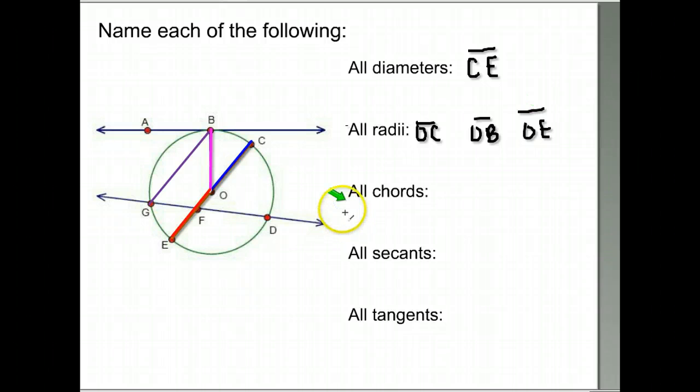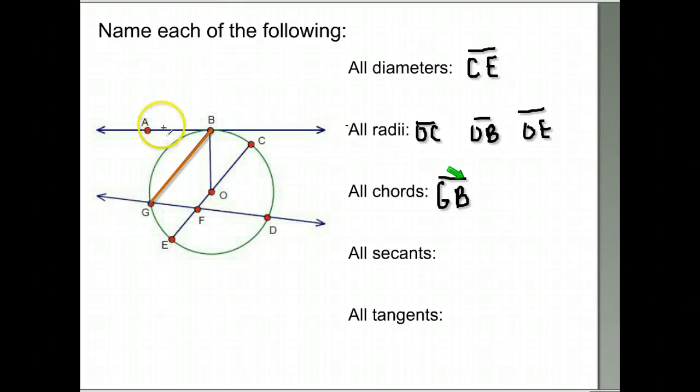All right, how about the next one, all chords? Now remember, what is a chord? A chord is any line segment that goes from one point on the circle to another point on the circle. So let's take a look. Okay, here is a chord. Notice it goes from G to B. It touches 2 points on the circle. So GB is going to be a chord, or BG, you can write it either way.